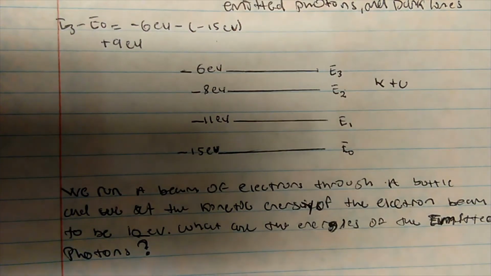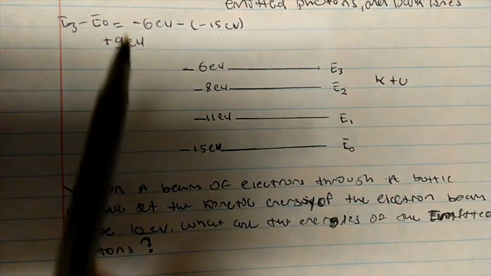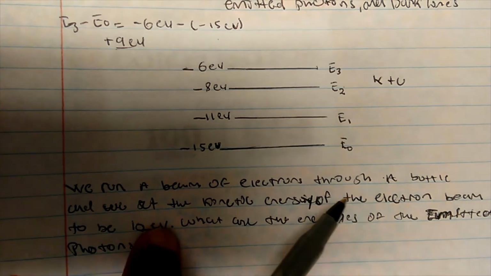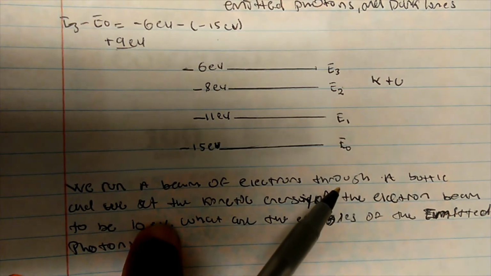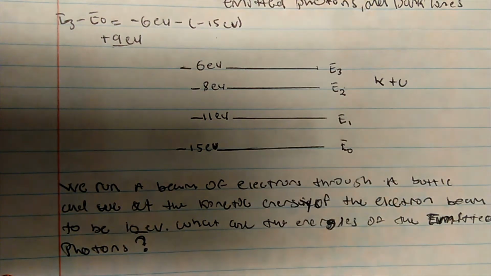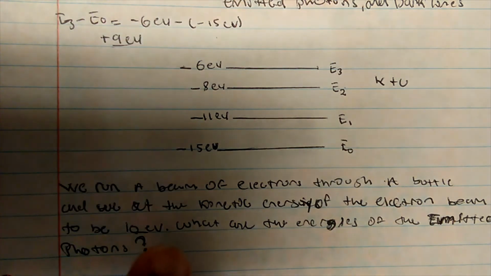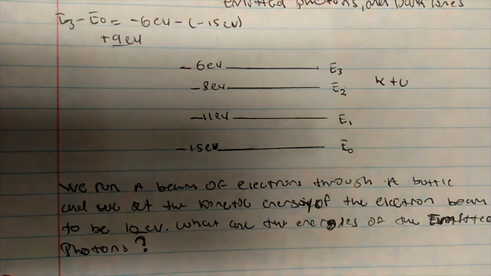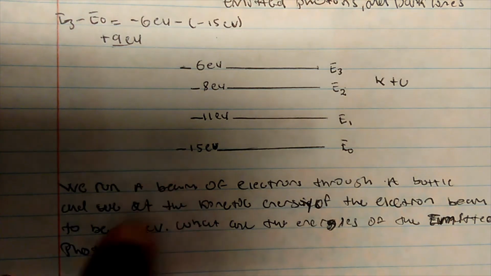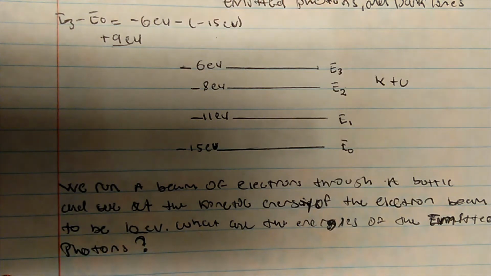Now here's the reason why I do this, because this number is significant. If this number falls below the kinetic energy of the electron beam that I set, then I know that all these emissions are possible, because it's less than the number that we set our eV to be. Since 9 falls 1 eV lower than 10, we know that all our emissions are possible.